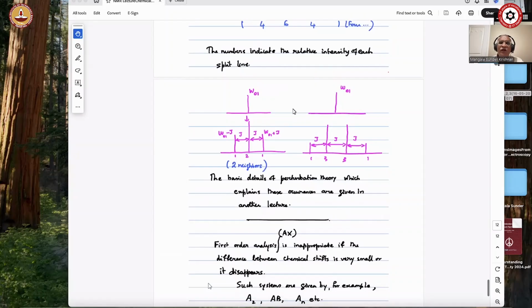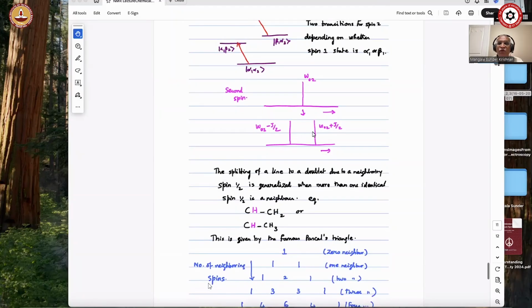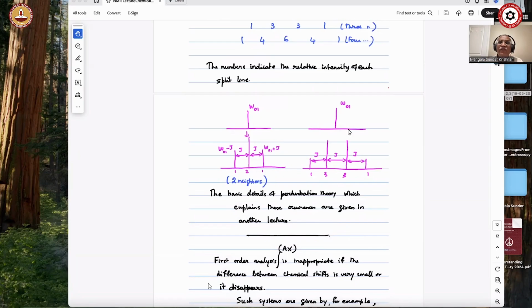Okay, so you can see that the basic details of the spectroscopy we will follow soon after this. So you can see that omega 0, in the presence of 2 neighbors, has 3 lines: omega naught minus j, omega naught, and omega naught plus j. So the gap between the 2 is j. The gap between the 2 lines here also is j. Okay, and if we have 3 neighbors, you can see that it is 1, 3, 3, 1. There is no line where there used to be a resonance frequency. Here, there is a line.